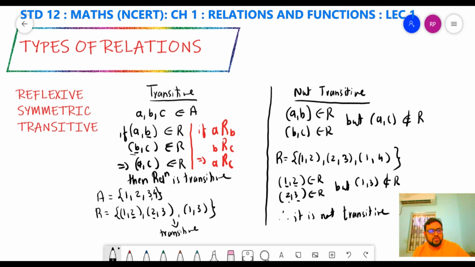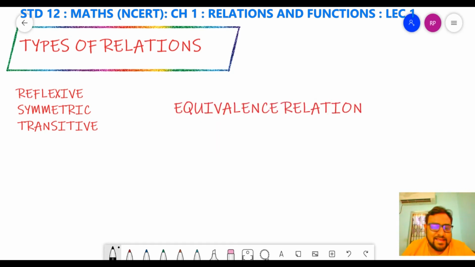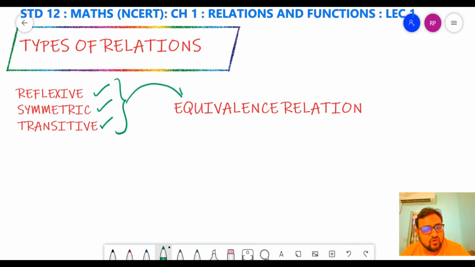Now let's move to the next one. Equivalence relation. Now see, when can we say a relation is an equivalence? If the relation is reflexive, if it is symmetric, and if it is transitive, then that relation we will call an equivalence relation.